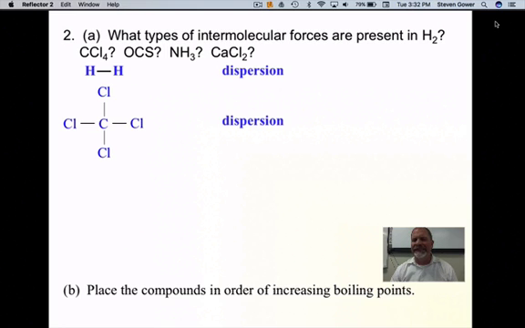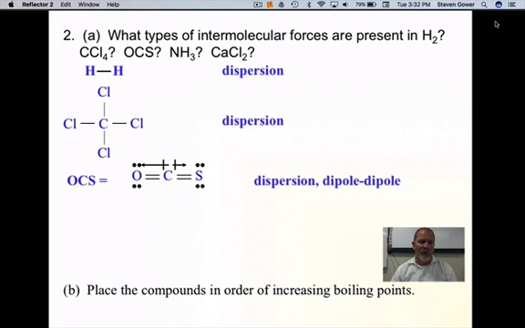My next one, OCS. I'm looking at the oxygen and the sulfur, and so I realize someone's going to be pulling more and someone's going to be pulling less. So someone's going to win, someone's going to lose. I'm going to create a partial positive and a partial negative. Therefore, I create a dipole. So again, I include dispersion along with that.